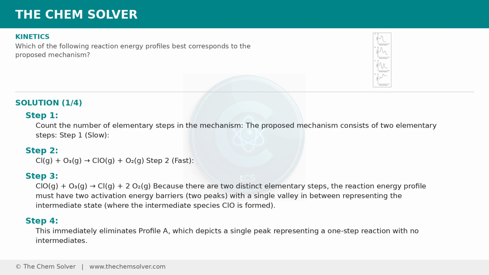Because there are 2 distinct elementary steps, the reaction energy profile must have 2 activation energy barriers, 2 peaks, with a single valley in between representing the intermediate state, where the intermediate species ClO is formed. This immediately eliminates profile A, which depicts a single peak representing a one-step reaction with no intermediates.